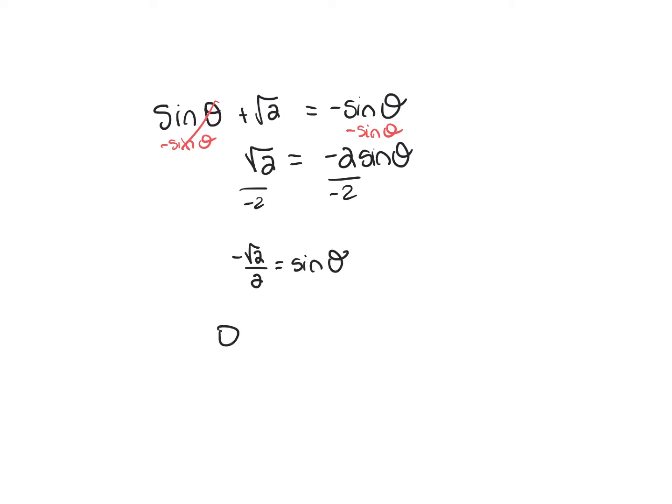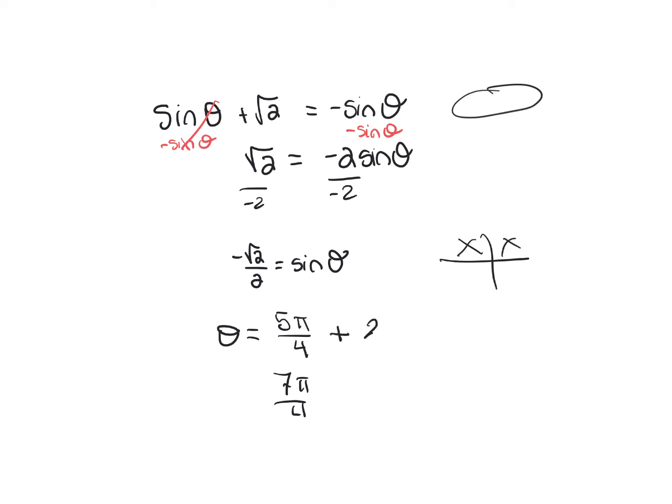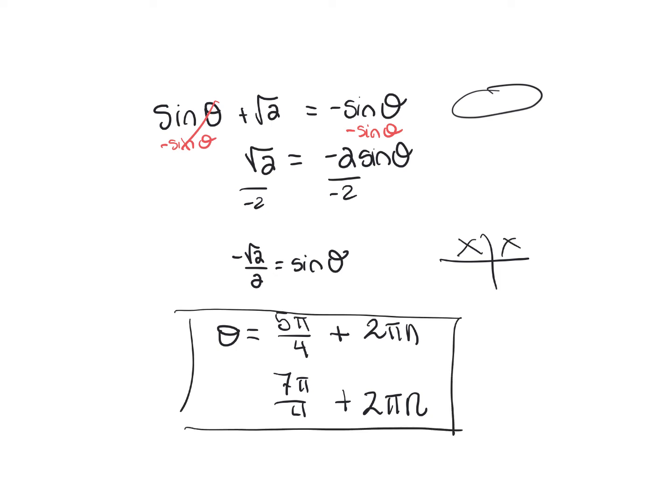Well, theta equals a negative root 2 over 2 for sine at, I want negative, so I don't want to be in the first or the second. I want to be in the third and the fourth. So that is 5 pi over 4 and 7 pi over 4. But please note, this problem had no interval. So I'm going to do plus. I'm talking about sine, and sine's period is 2 pi n, and then plus 2 pi n. So here are your answers for this problem.